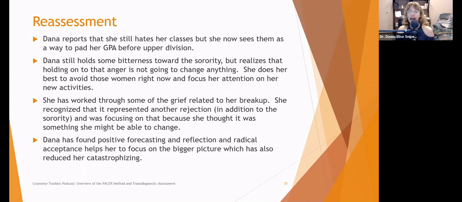Dana found positive forecasting and reflection, and radical acceptance helps her focus on the bigger picture, which has also helped reduce her catastrophizing.